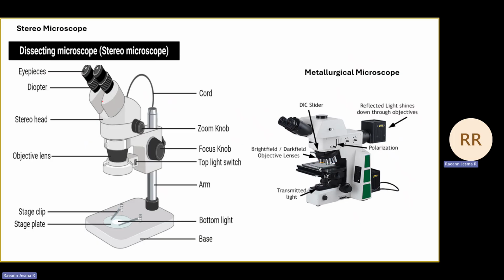The other option that was given in the question was the metallurgical microscope. Here you can see a metallurgical microscope, where you have objective lenses and a polarizer as well. In a metallurgical microscope, they use the principle of reflected light in order to image a sample.